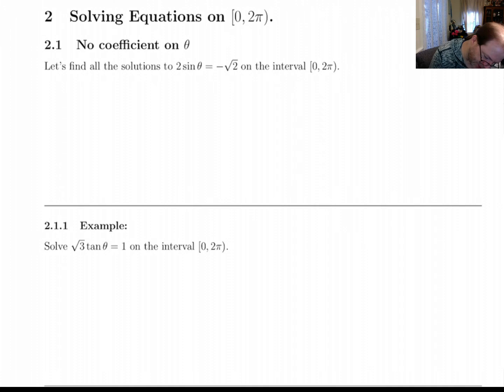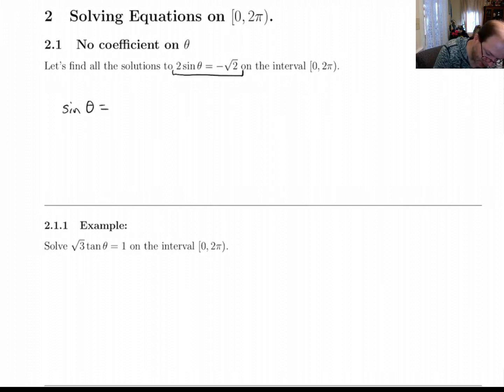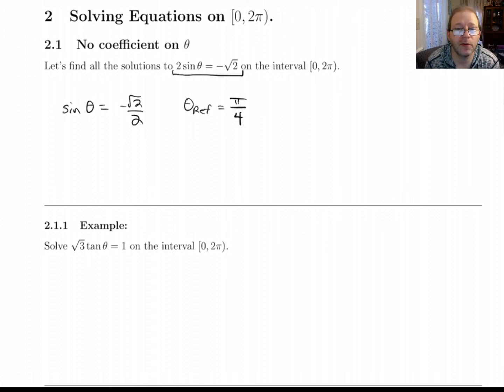On this example, it says find all the solutions to this equation on the interval from 0 to 2 pi. All right, so I'm going to isolate this sine. I get sine theta is minus root 2 over 2. And I know right off, that means my reference angle. You have to think which angle has a sine of root 2 over 2. And for now, ignore the negative. So you ignore the sign, the plus or minus, when you're trying to figure out the reference angle. So our reference angle is pi over 4.